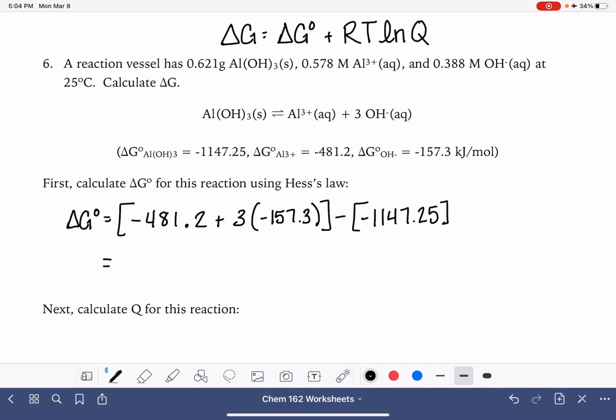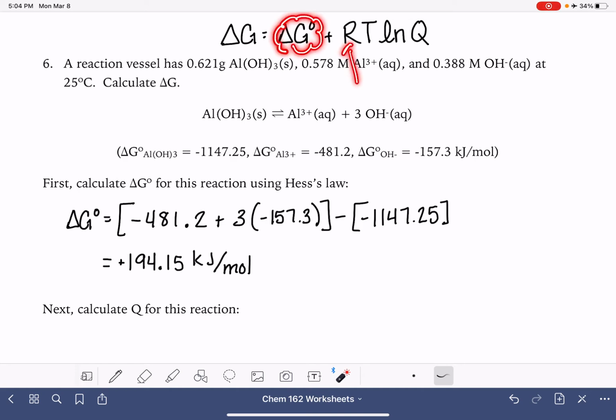So let's calculate this. Negative 481.2 minus 3 times 157.3, minus negative 1147.25. This is a standard delta G of 194.15, and the units are kilojoules per mole, and this is a positive number. So that's going to be this piece of the equation.